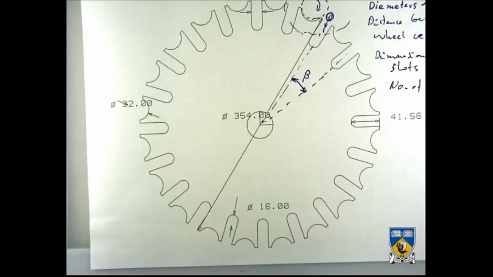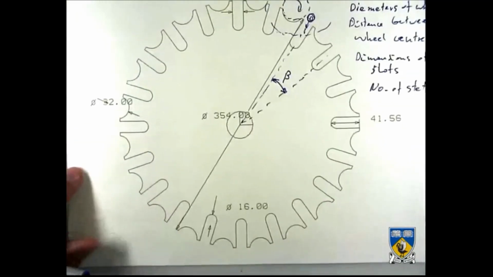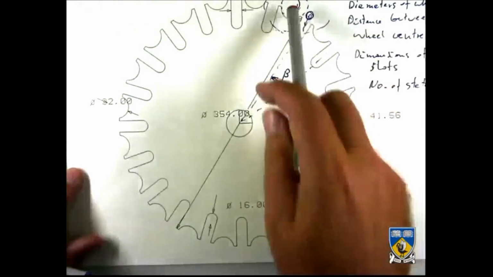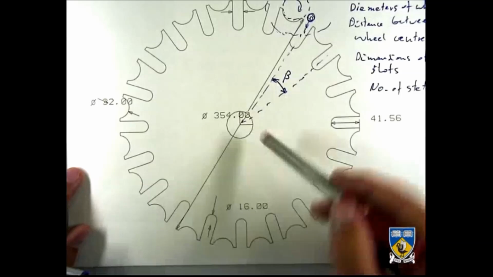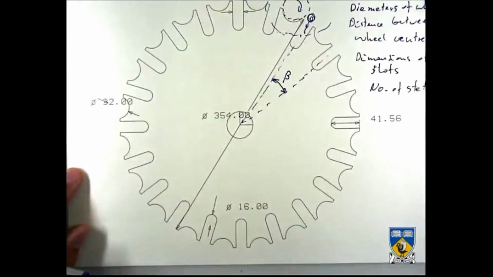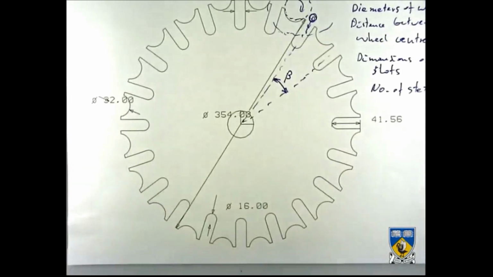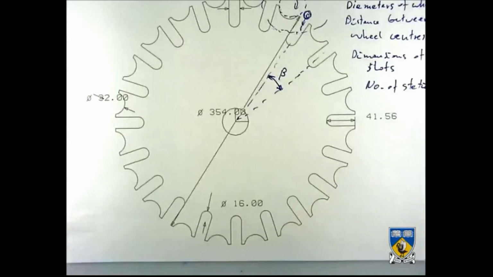So, if we talk about the design of this kind of mechanism, we need to consider a number of dimensions, right? Clearly, diameters of both wheels need to be decided. Distance between the centers of these wheels needs to be decided. Dimensions of slots need to be decided, and the number of stations needs to be decided. These are the design aspects of the Geneva mechanism.